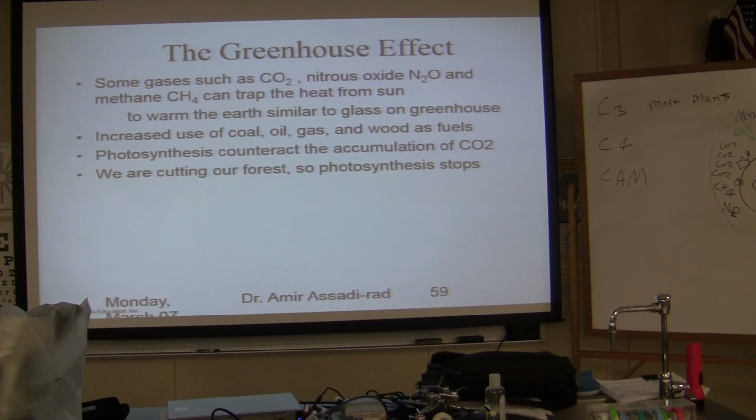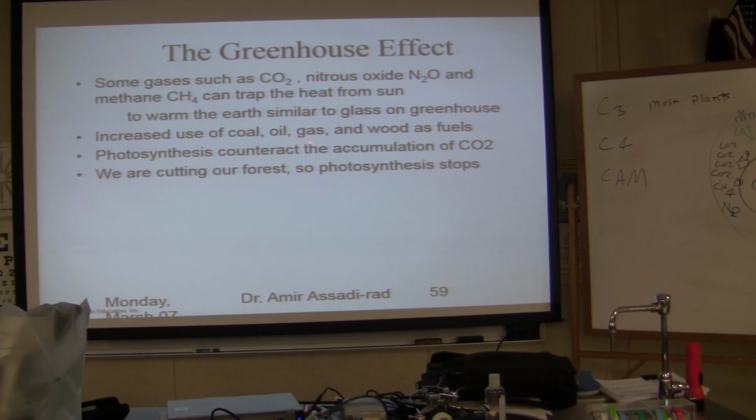It's the same as comparing the present condition of the Earth to a greenhouse. Right now, these gases in the atmosphere do not allow heat to leave the greenhouse, the Earth, the surface of the Earth.